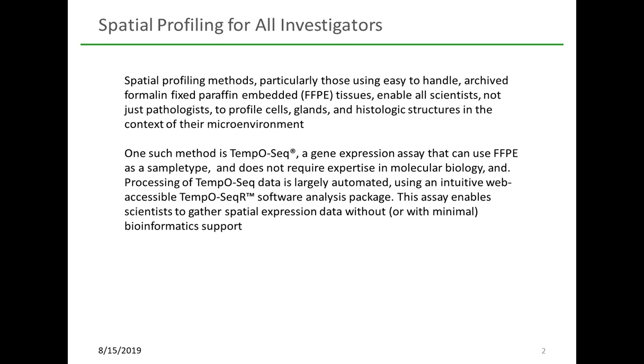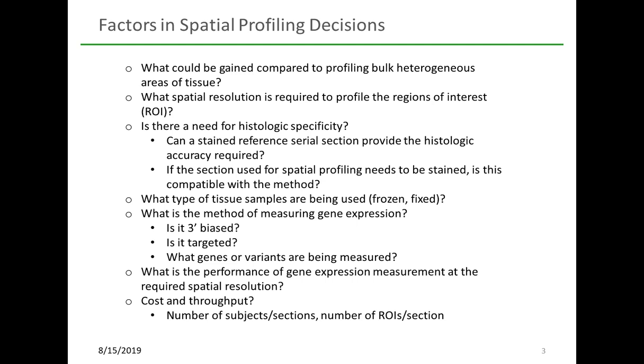But the point about this technology, the focus of it, is to enable investigators to get spatial expression data from their samples, from fixed tissue that's directly stained, either with H&E staining or with antibody staining.